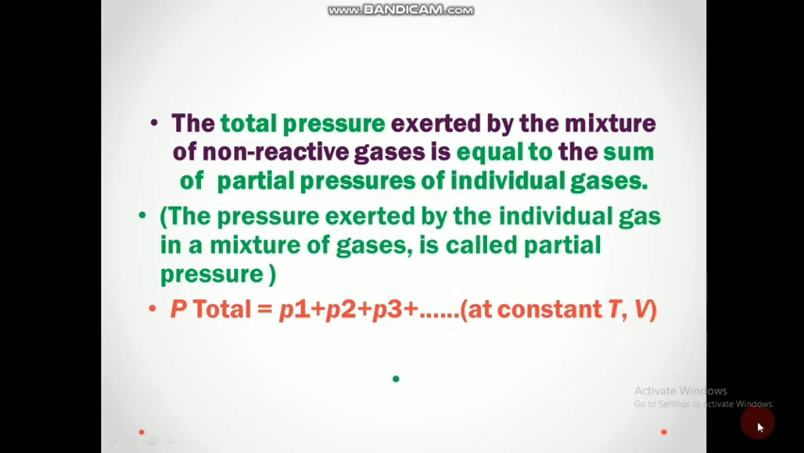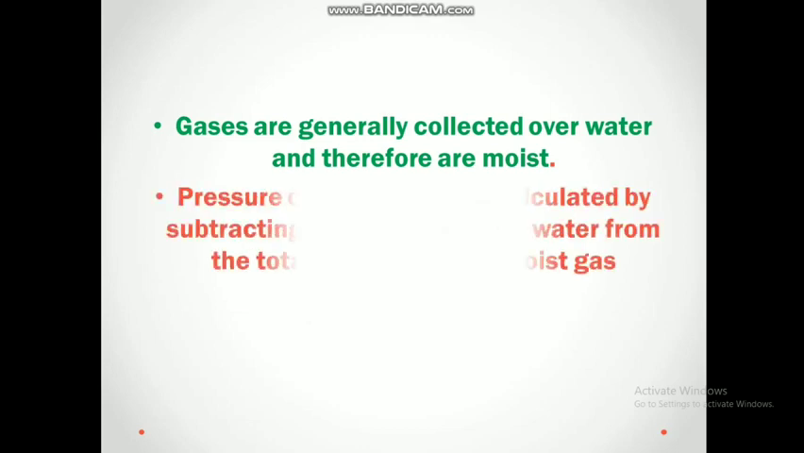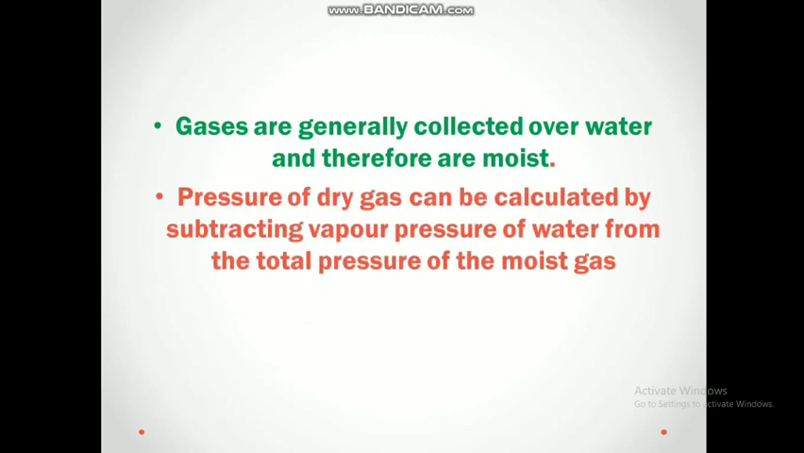So usually when we find P total from a moist condition, we do have another equation. So why is it needed? Because when we collect gases, they are usually collected over water, even in the lab and in atmospheric conditions. So when we collect a gas, some amount of moisture will be present in the gas. So to avoid that error, we do have another equation. The pressure of dry gas can be calculated by subtracting the vapor pressure of the water from the total pressure. So that's how we do that.